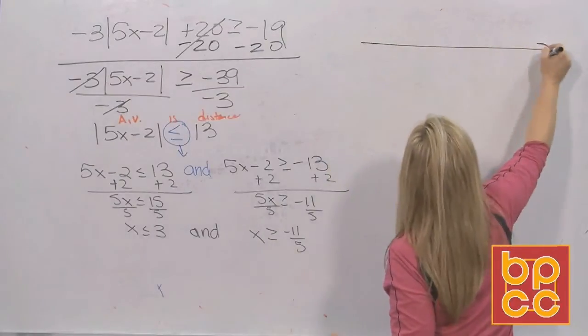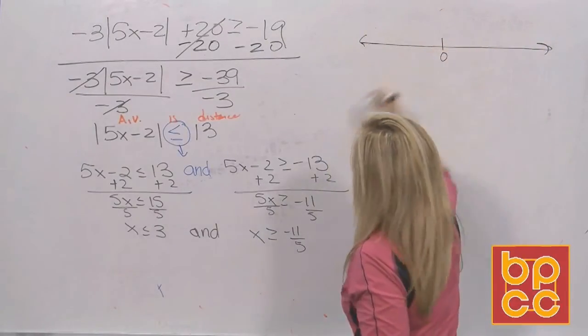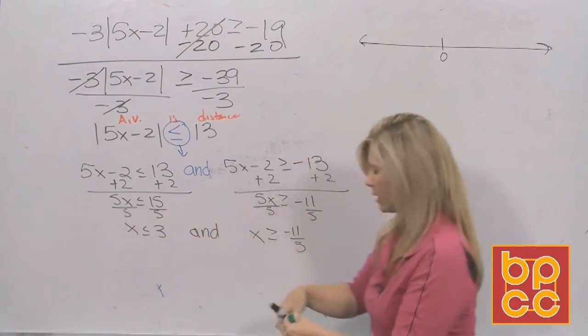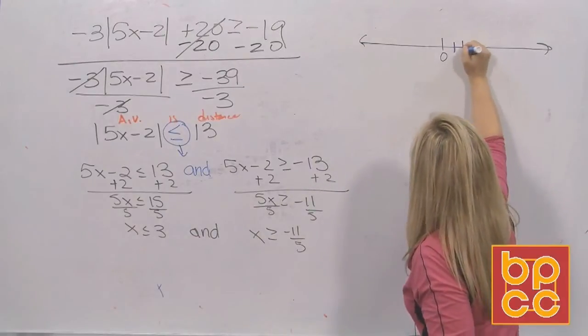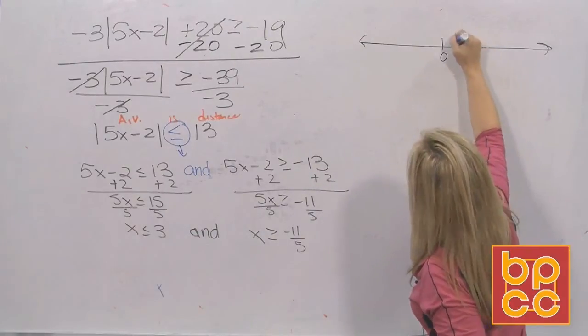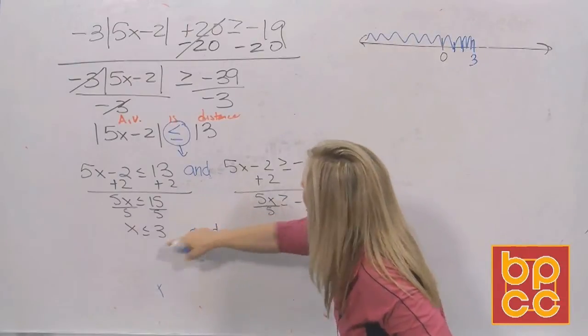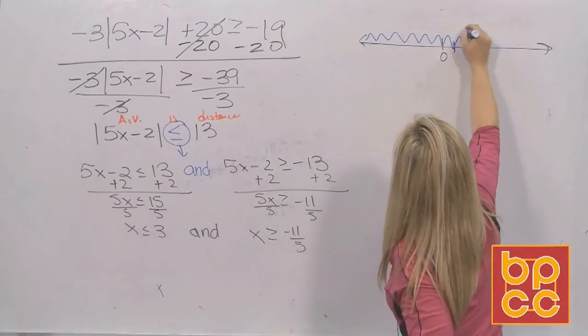So we're going to come up here first and draw a number line. X is less than or equal to 3. Well, I understand that. I can go to 3. Less than is to the left. Equals gets a bracket.